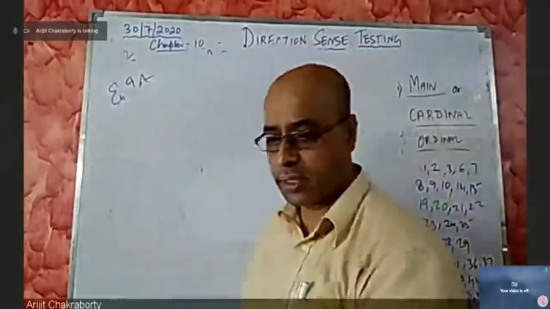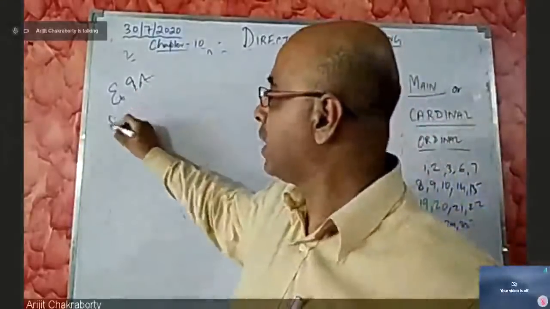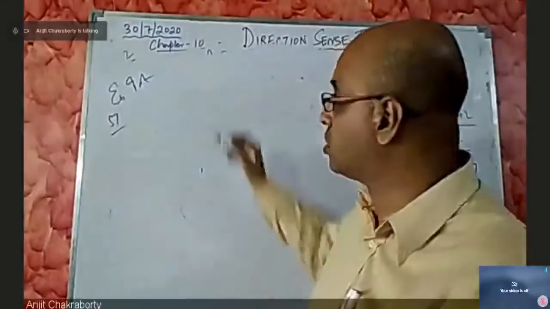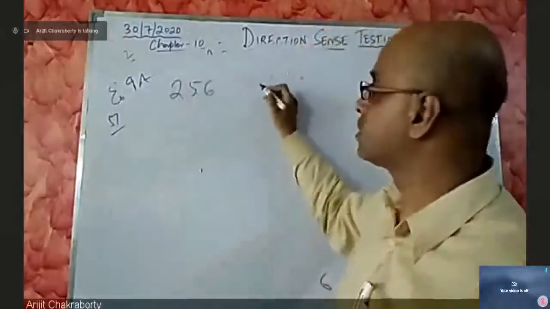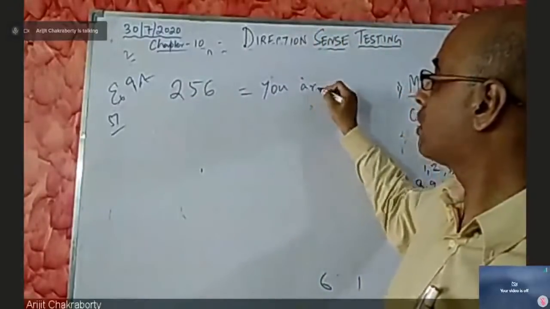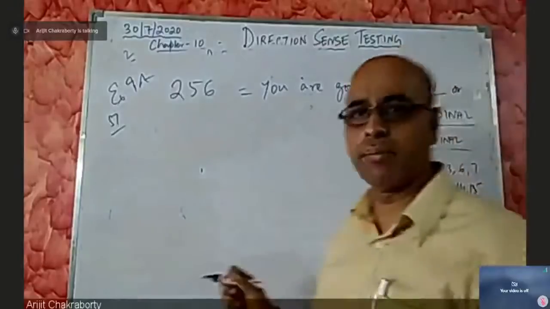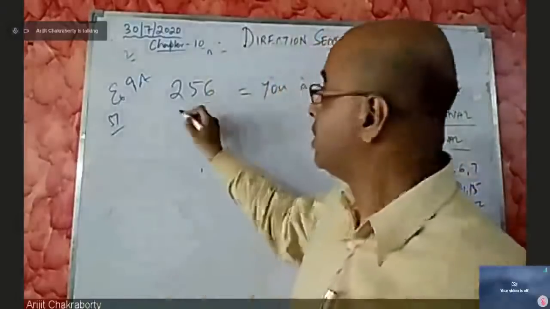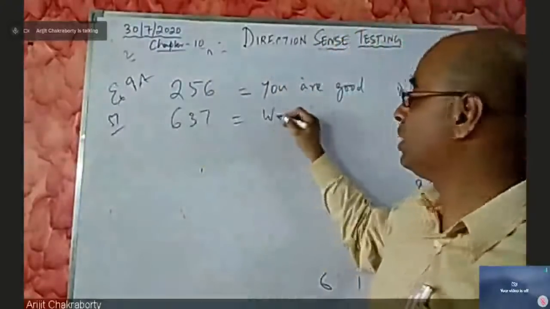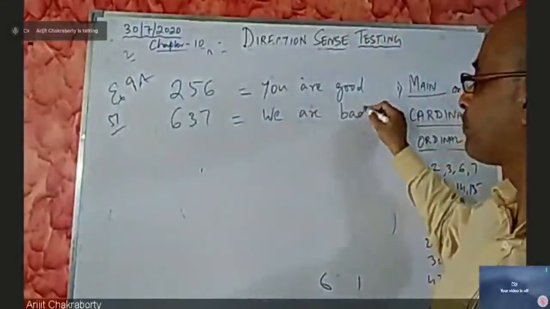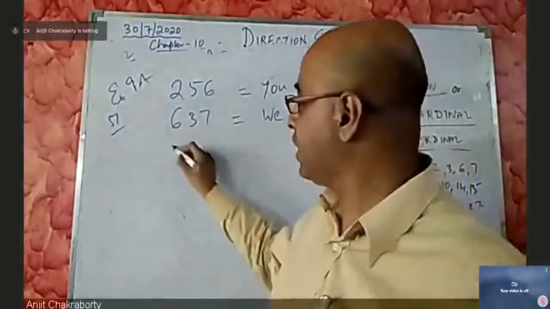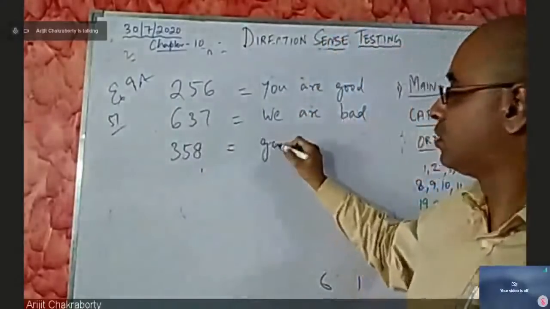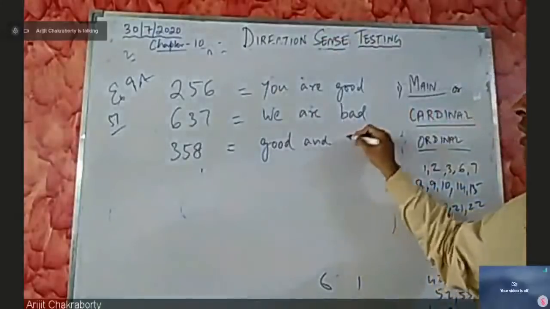51 says that, exercise 9A number 51, in a certain code, 256 means you are good. Beautiful question. I must admit, beautiful question. 637 means we are bad. And 358 means good and bad.